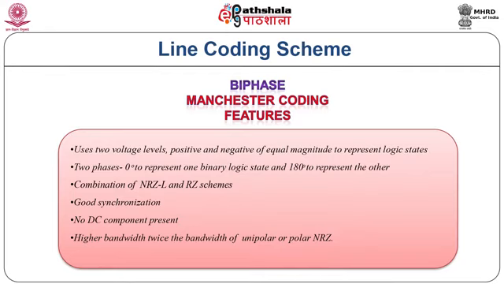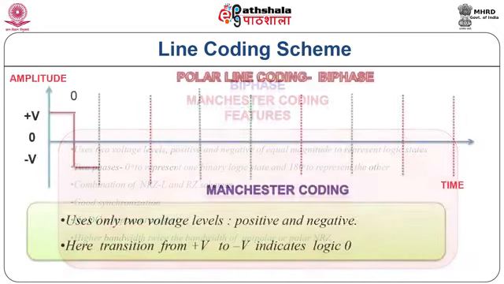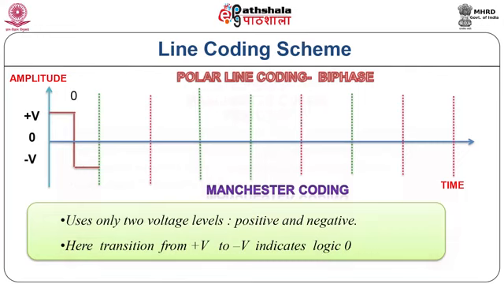It is a combination of NRZ-L and RZ schemes. Since each data bit is represented by at least one mid-bit transition, it has the ability of self-synchronization, allowing easy recovery of the clock at the receiving end from the data stream. Also, no DC component is present in the encoded signal. The major disadvantage of this type of coding is the requirement of a higher bandwidth, which is almost twice that of unipolar or polar NRZ. Let us now see how we represent a Manchester code.